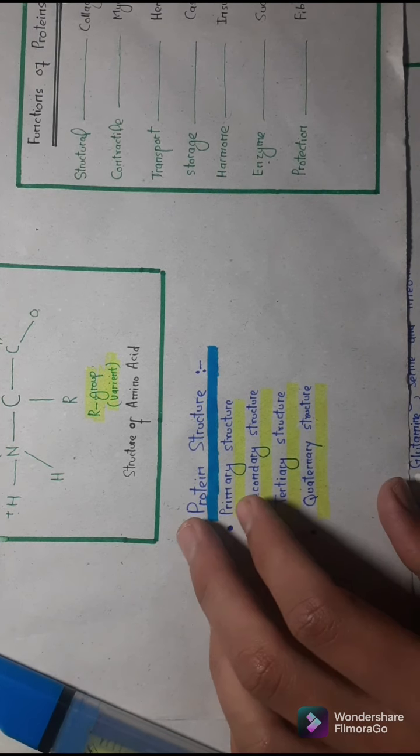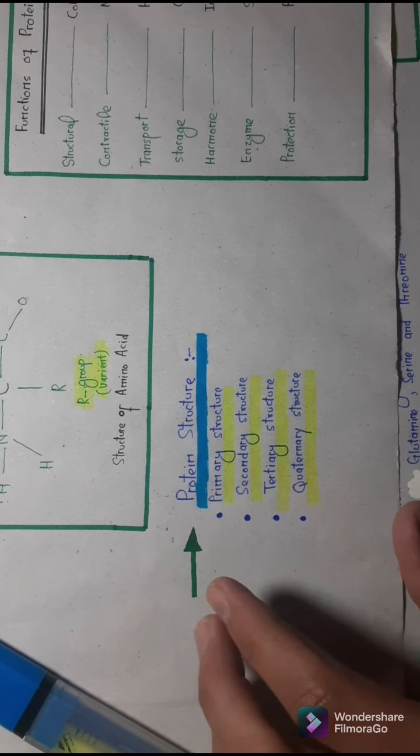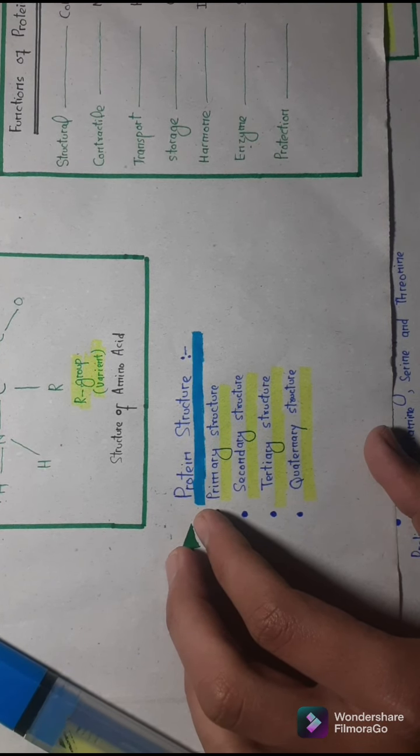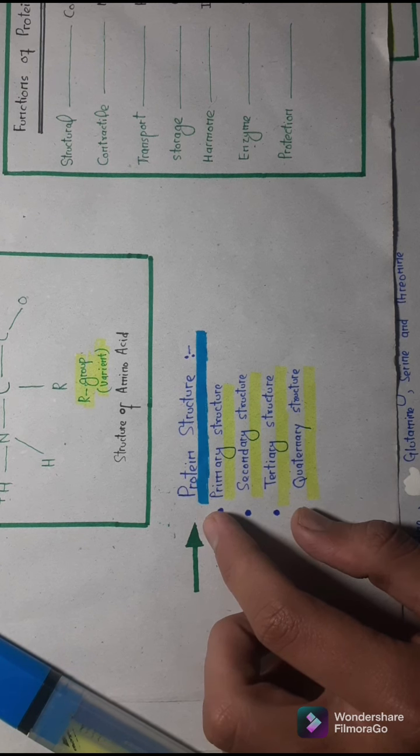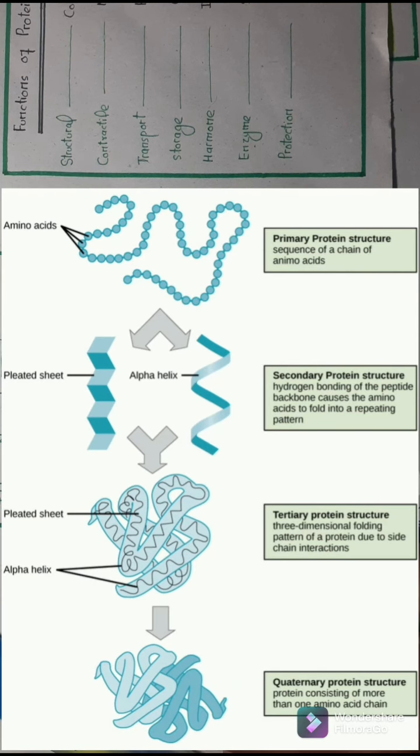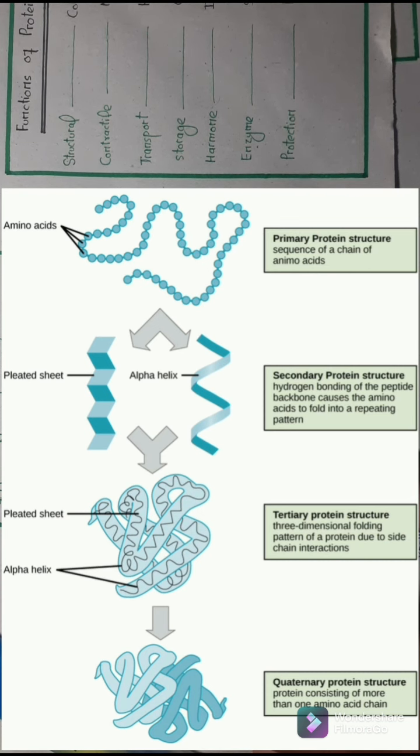Now we come to protein structure. The first protein structure was determined by Sanger in 1951 in the insulin molecule. The first one is the primary structure. In the primary structure, many peptide chains are arranged in a linear sequence. The second one is the secondary structure. In the secondary structure, when a polypeptide chain of amino acids becomes spirally coiled, this is the secondary structure of a protein.